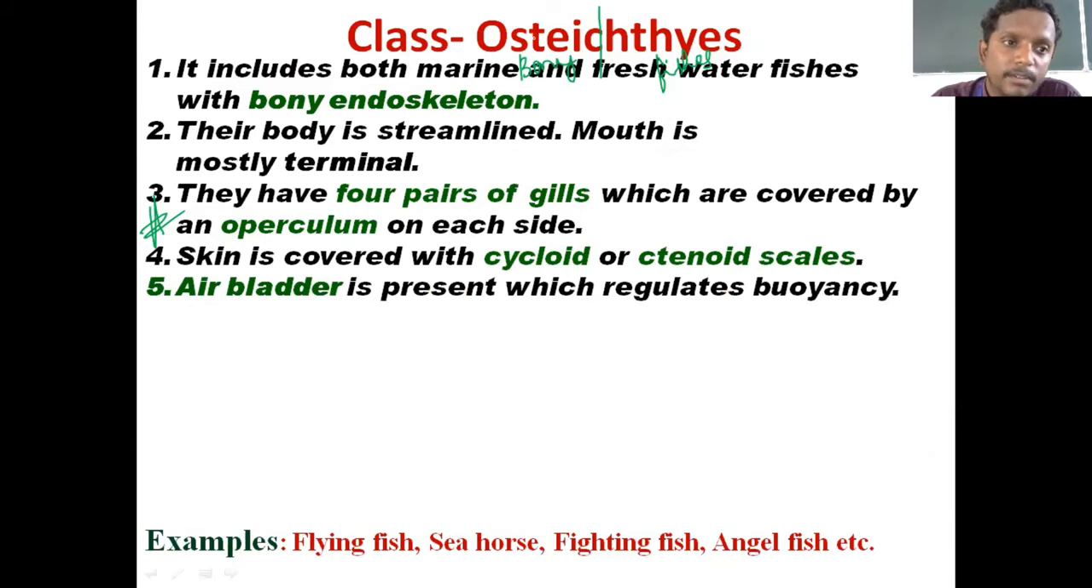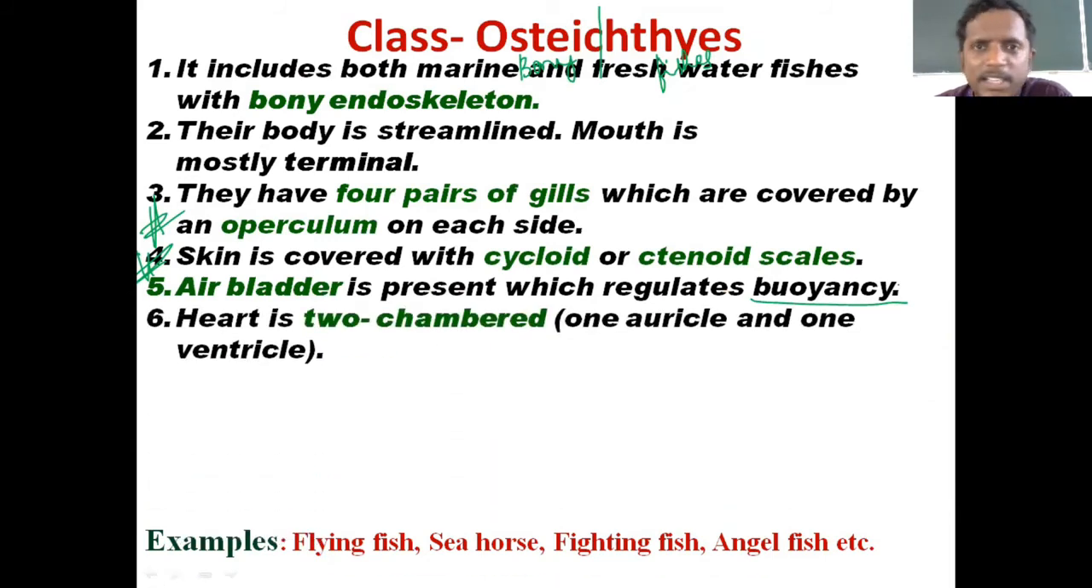That fourth point, almost all the points are important. The fourth point is a unique point and is also important. Air bladder is present. In the previous phylum we said a balloon-like structure inside the body is absent. Here the air bladder is present, so they need not swim constantly, and it helps to maintain buoyancy, the capacity to float or swim. Okay.